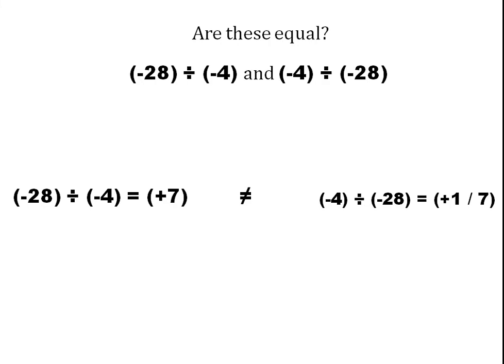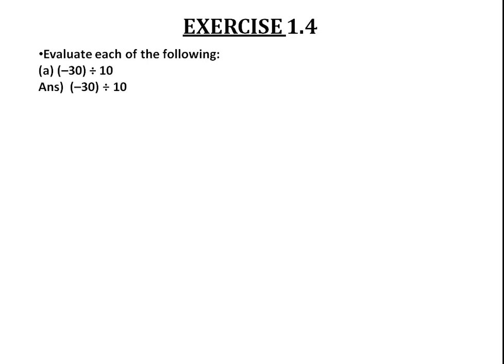The next thing is we will move on to exercise 1.4. Here you have to evaluate each of the following. Most of the questions are division of integers. The first question, negative 30 divided by 10. Negative divided by positive, you will get a negative answer. What is 30 divided by 10? It is 3. So the final answer will be negative 3.